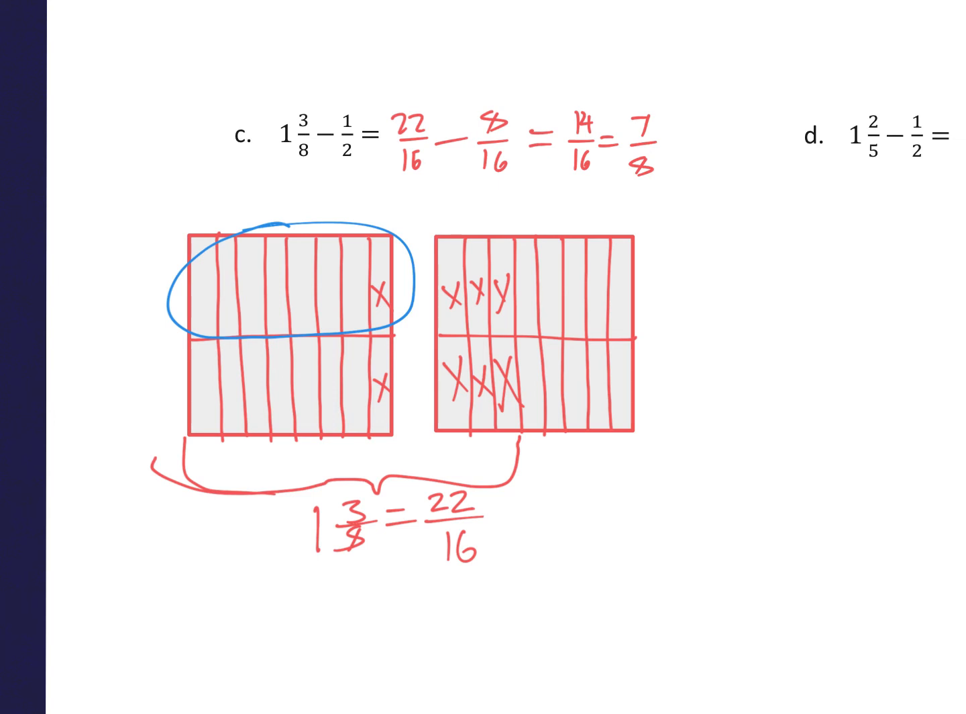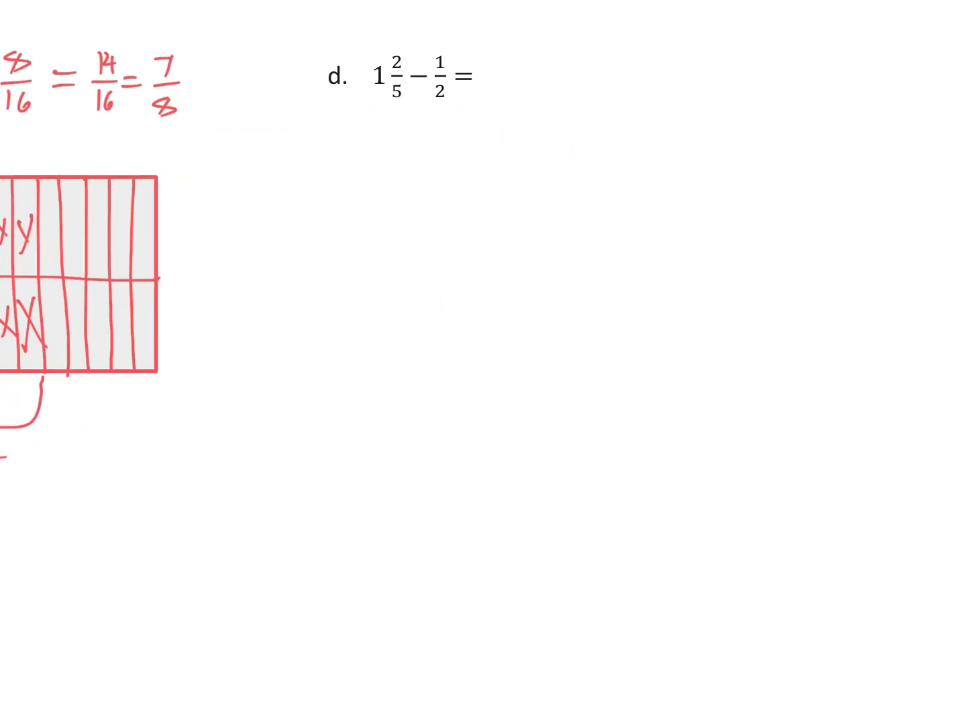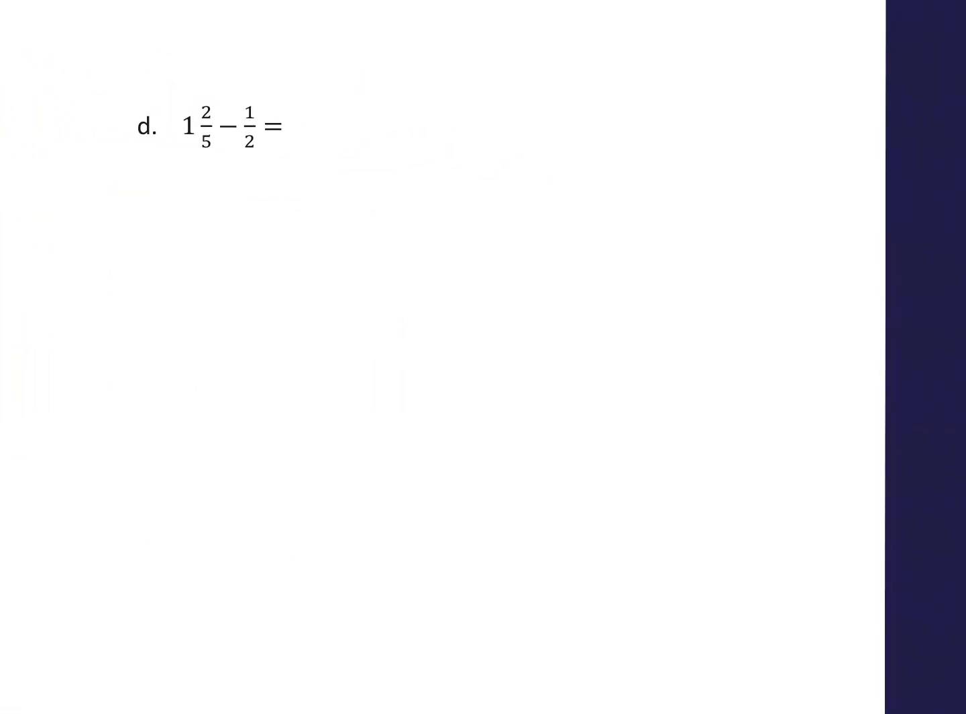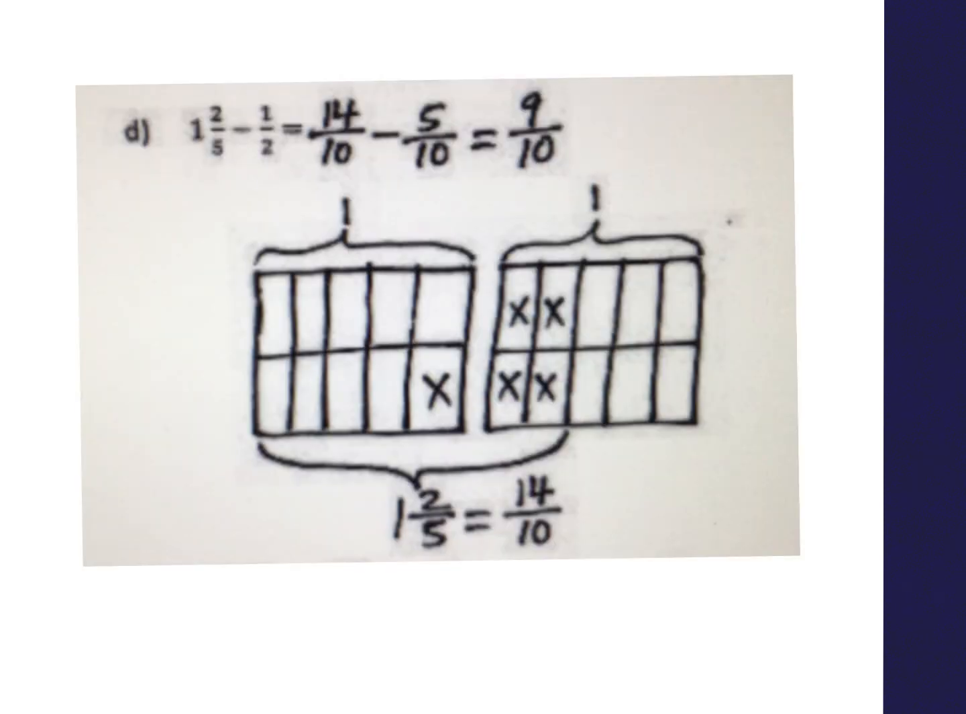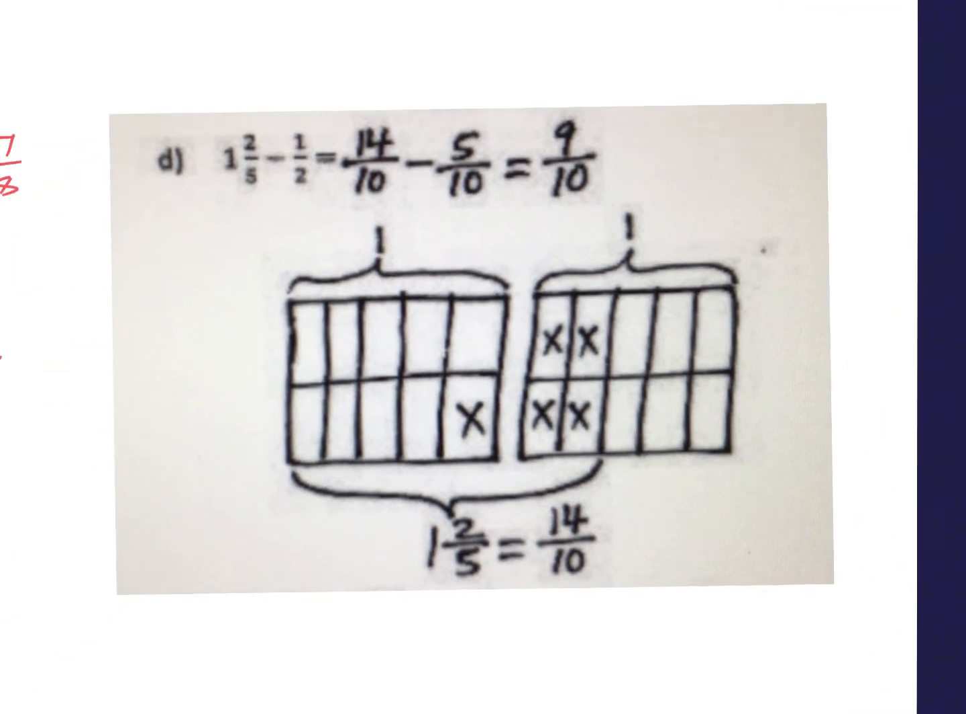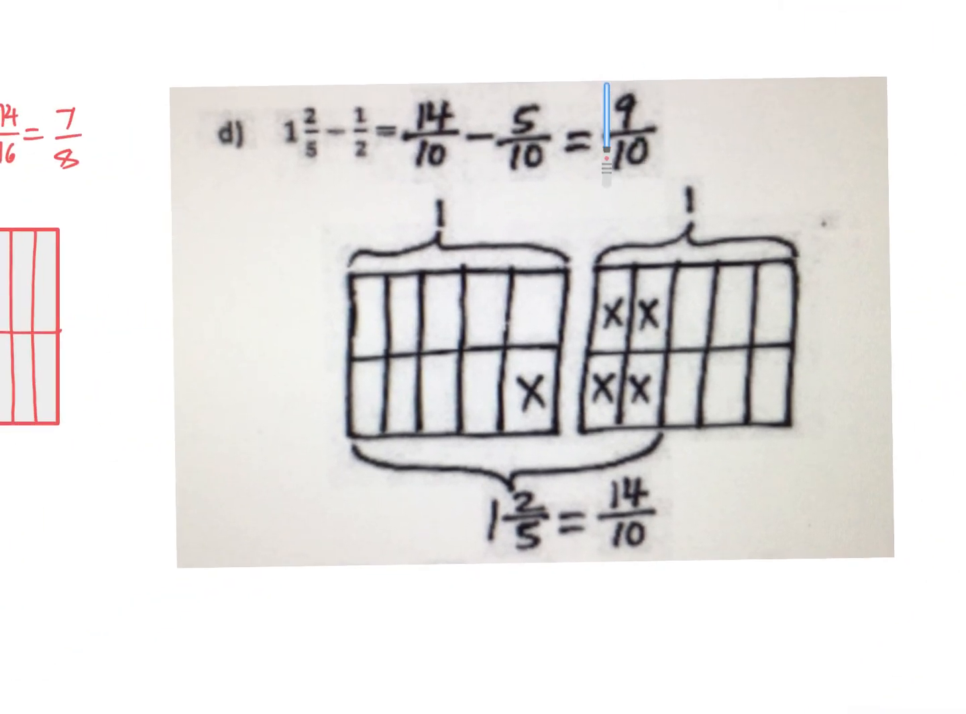So kiss your brain if you got that right. And go ahead and try to do D by yourself. And I'll have the answer pop up in 3, 2, 1. So we got 9/10 as our answer. If you didn't get that, check your rectangular array, make sure everything's lining up right. Other than that, let's go ahead and move on to the next problems.